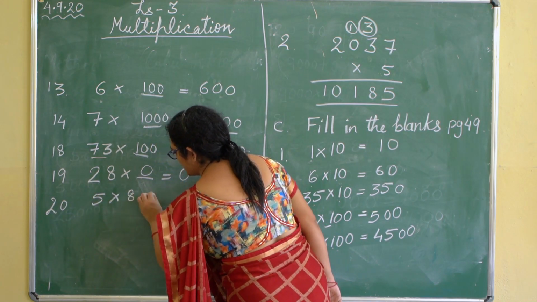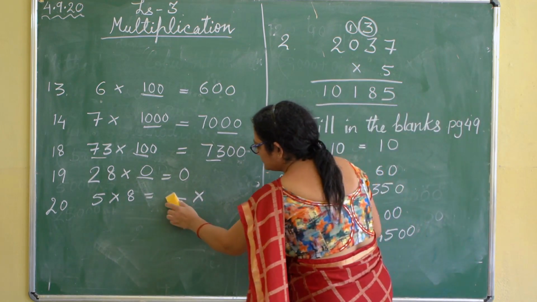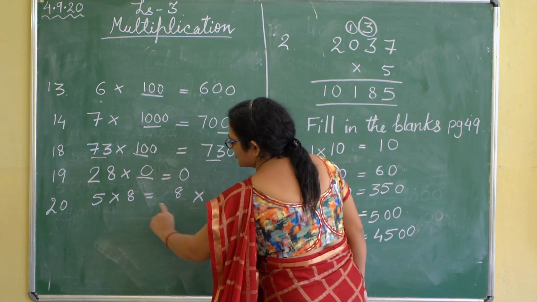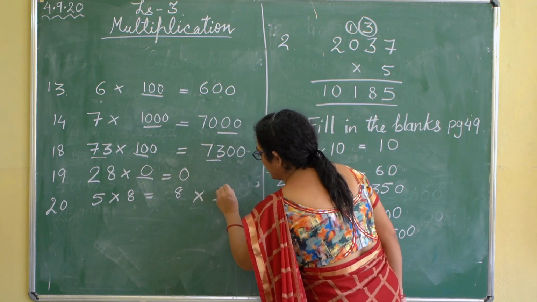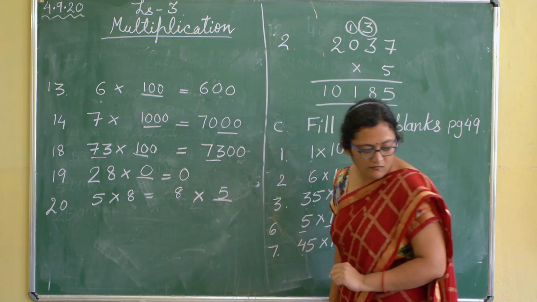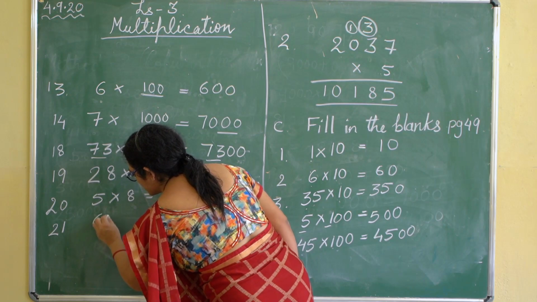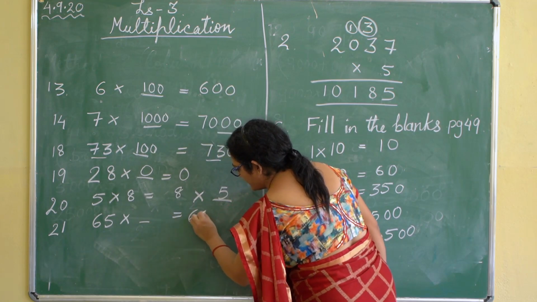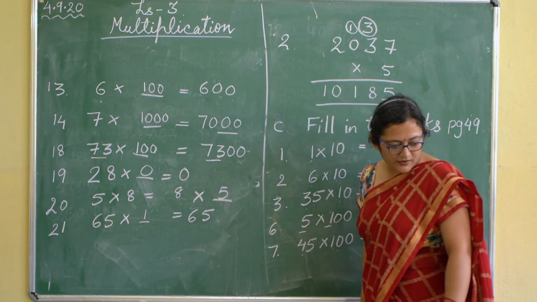20th question: 5 multiplied by 8 equals dash multiplied by 8, or 8 multiplied by dash. Both sides should be the same. 5 multiplied by 8 equals 8 multiplied by what? Here it is 5, so we will write the same number 5. Both are the same: 5 eights are 40, same way 8 fives are 40. Next, 21: 65 multiplied by dash equals 65. In the table of 65, when does the 65 come? One time. So we will write 1.